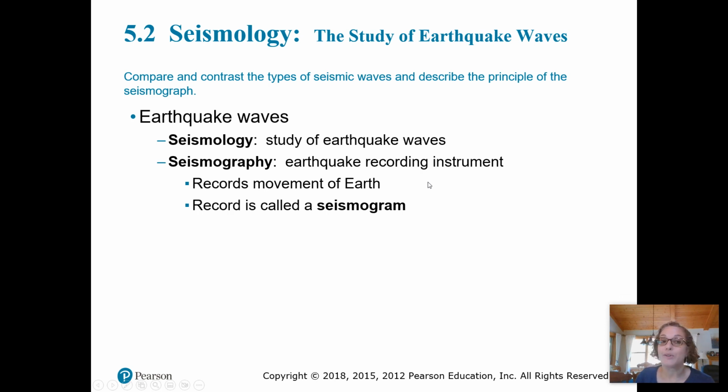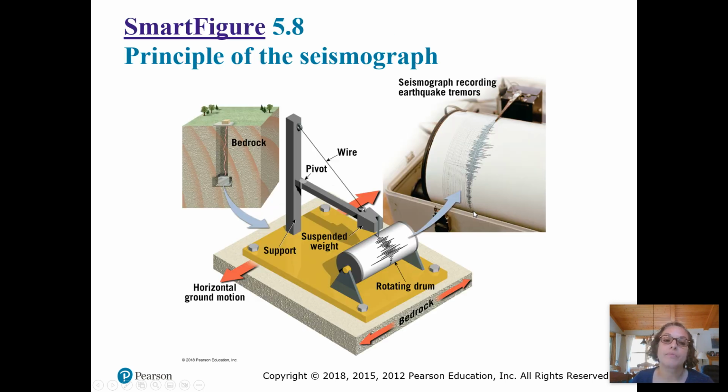Three terms that are similar to each other in the study of seismology, chapter 5.2. When we're looking at earthquake waves, we have ways to measure and record these using instruments or tools. So seismology is the first term, and it just refers to the study of earthquake waves. A seismograph is actually the instrument that's recording the seismic waves, and then we have a record of those waves that's produced, called a seismogram.